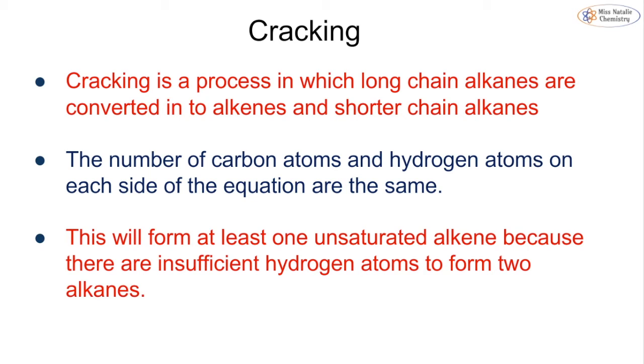And I'll show you an example in just a minute. What we find is that we are going to form at least one unsaturated alkene with double bonds because there are insufficient hydrogen atoms to form two alkanes. So if we have one substance breaking down into two shorter chains, one of them will be an alkane and one of them will be an alkene. If we have more than two, what we'll find is that, again, only one is an alkane and the rest are all alkenes because we don't have enough hydrogen in order to fully break it down. So let's have a look at an example.